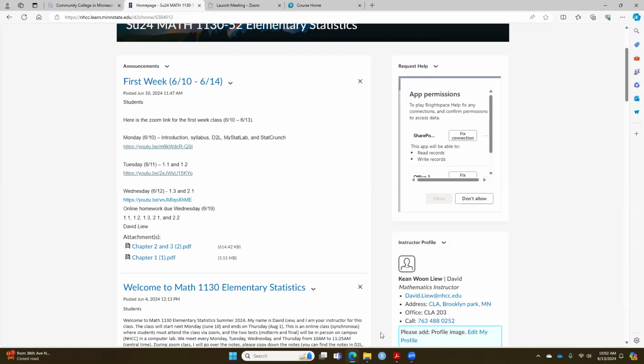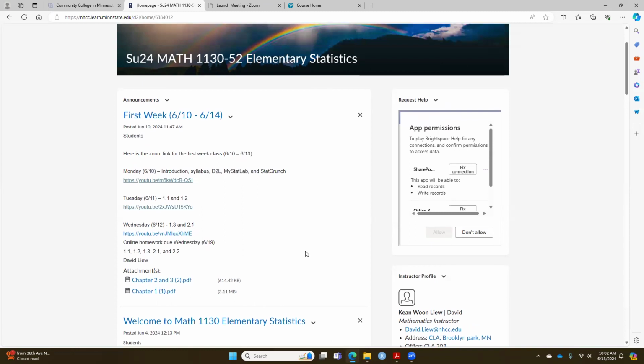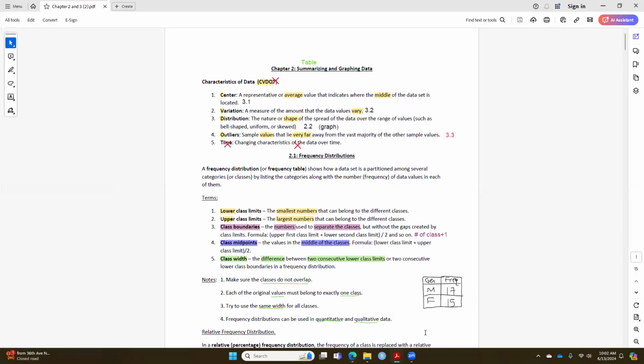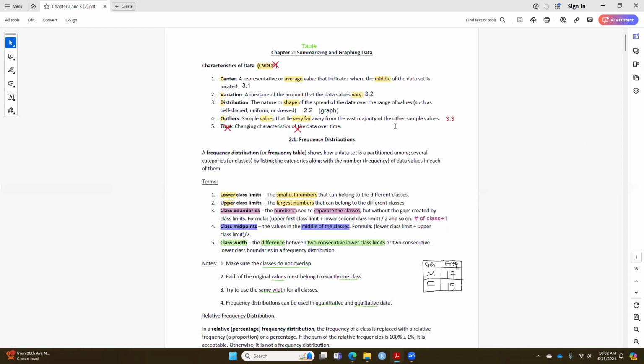Right. So yeah, you have to do it yourself here. It's all in D2L. Which is this kind of notes. Yep, you have to go to D2L to get it. So we will continue with this 2.1 frequency distribution here.